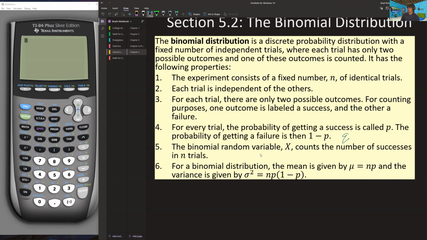The binomial random variable X counts the number of successes in n trials, and the mean is NP, and the variance is NP times 1 minus P. Again, you'll also sometimes see this written as NPQ, where again, Q is 1 minus P. Okay. So how can we make use of this? Well, let's go ahead and take a look.